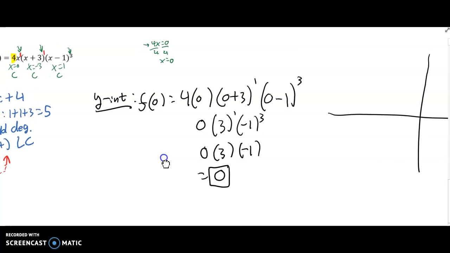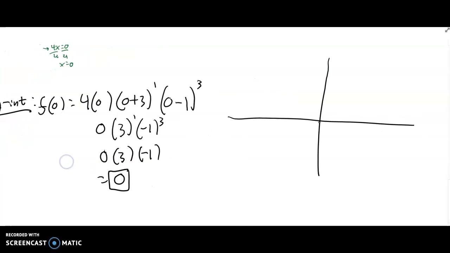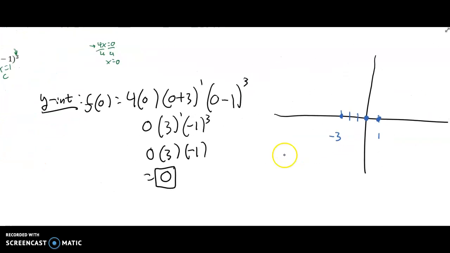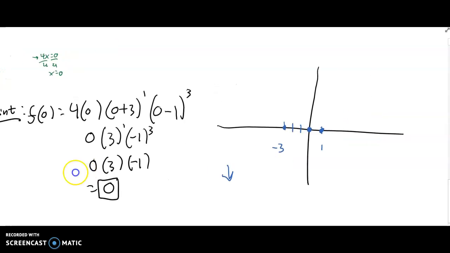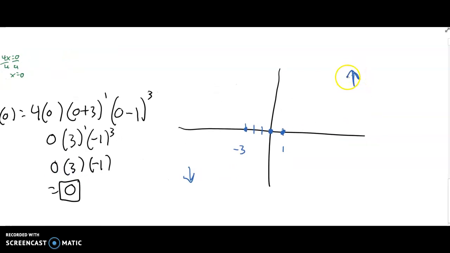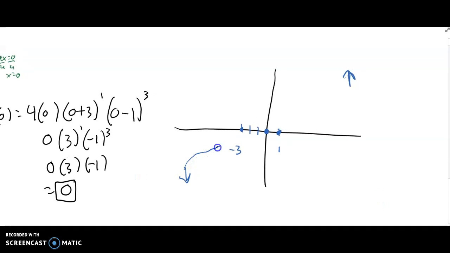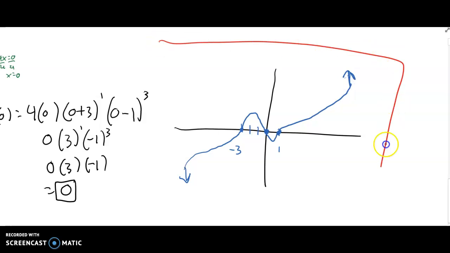My x-intercepts are 0, negative 3, and 1. I know my end behavior is down to up. The y-intercept is also 0, and all of these are cross. So I'm just going to go through my intercepts here. And that's it. This graph here is our final answer.